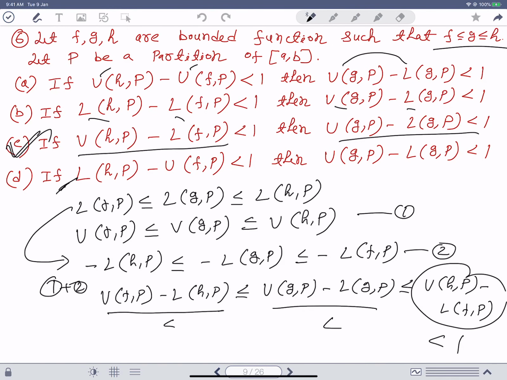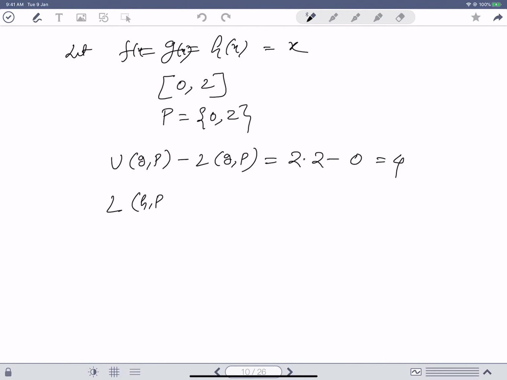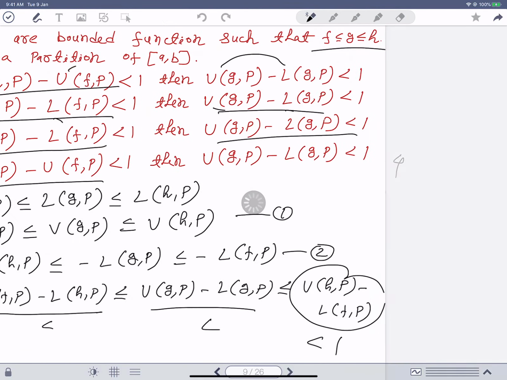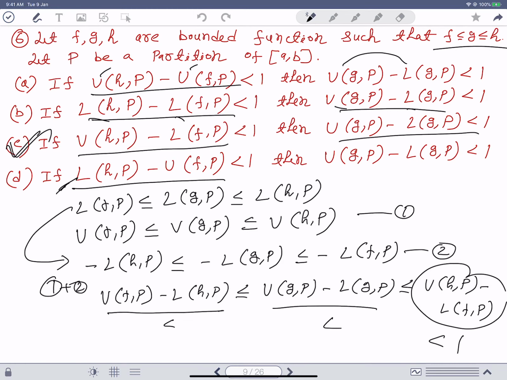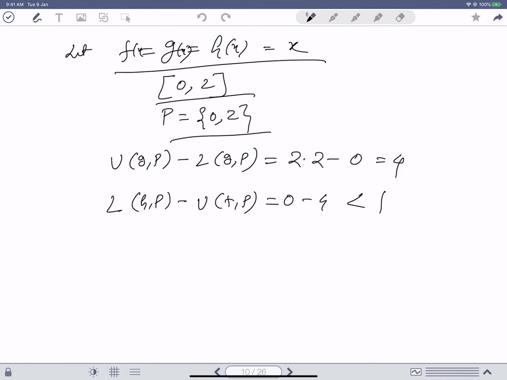Okay, fine, it is 4, but what is the left side? Since both are the same, therefore that is 0. Clear? Since f and h are the same function that I have chosen, that is 0. So the left side is 0, so less than 1, but on the right side we get 4. And similarly here also the left side is 0, so less than 1, and on the right side I get again 4. And if you calculate this one, L(h,P) minus U(f,P), that is 0 minus 4, then again it is minus 1, but the right side is greater than 1, because that is 4. Clear? The example, this simple one.